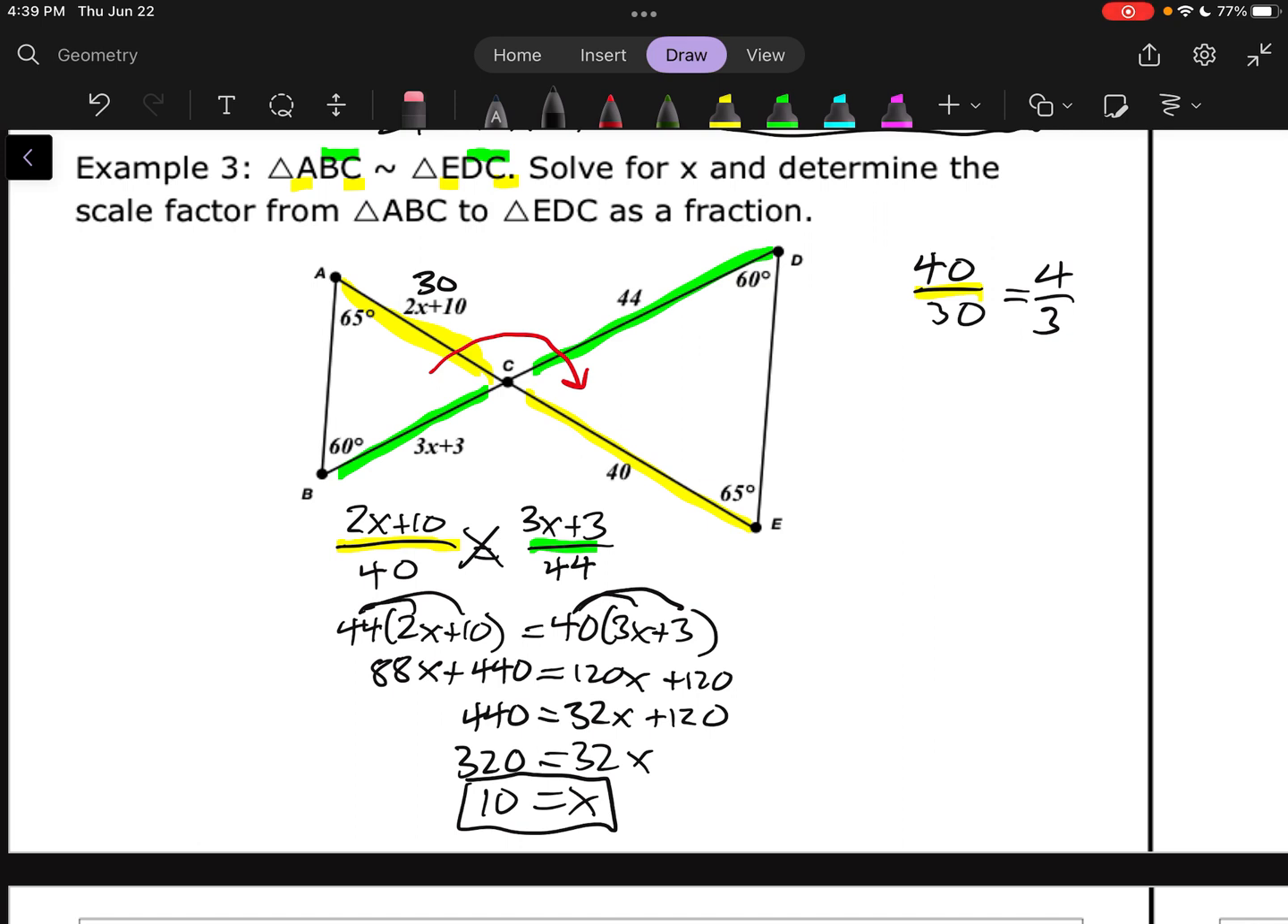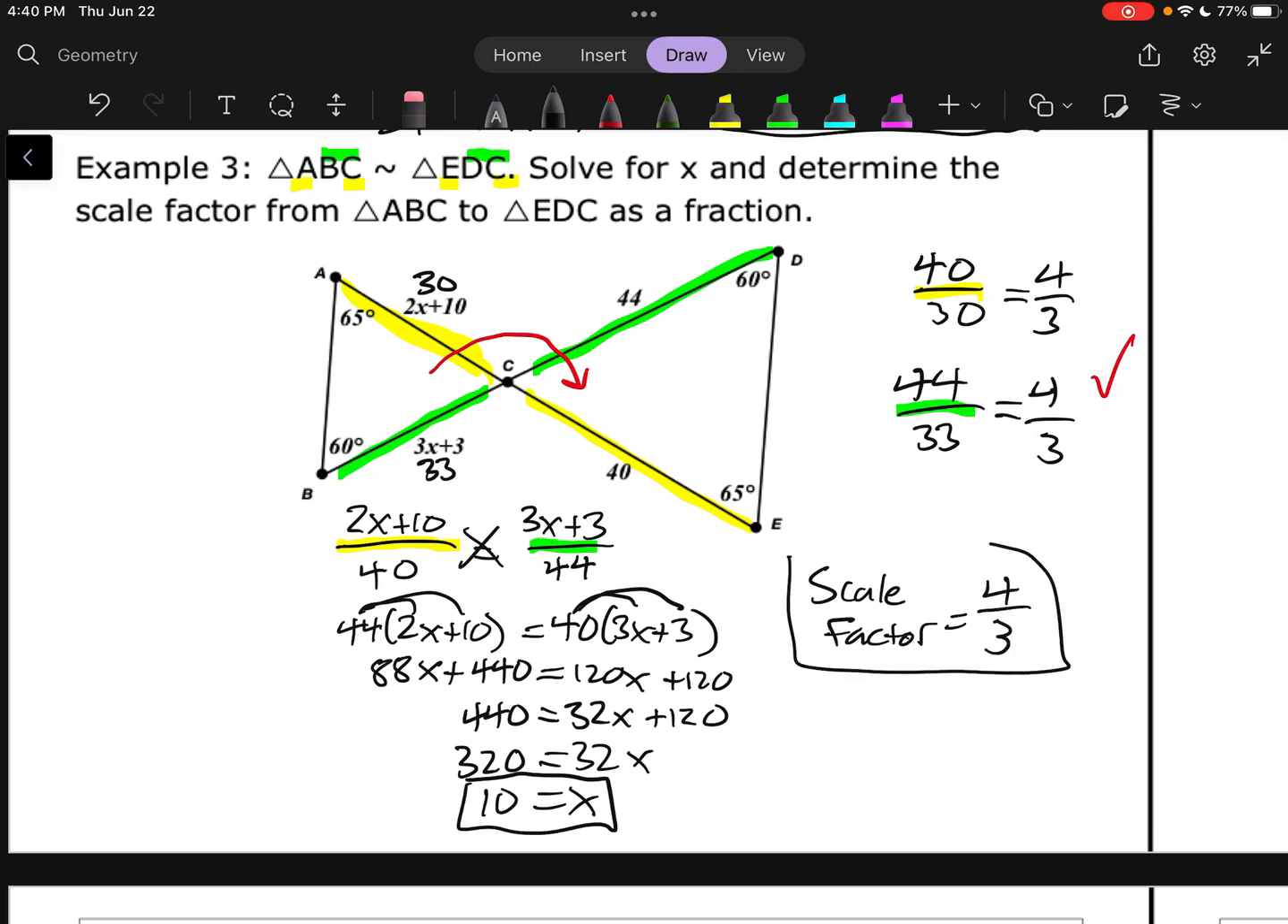Let's double check with the green ones just to make sure we're right. If x is 10 for the green ones for side BC, 3 times 10 is 30, plus 3 is 33. So for my green sides, I would do 44 over 33, which both divisible by 11 does simplify down to 4 over 3. So I'm going to give myself a check. I checked my work. Everything looks good. And then I will say that the scale factor is equal to 4 over 3.